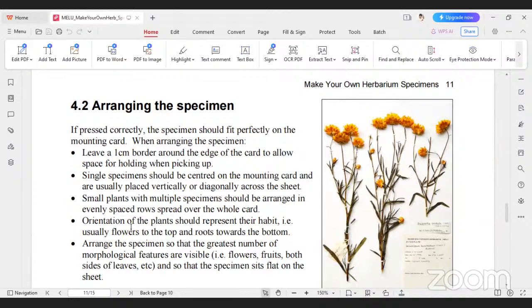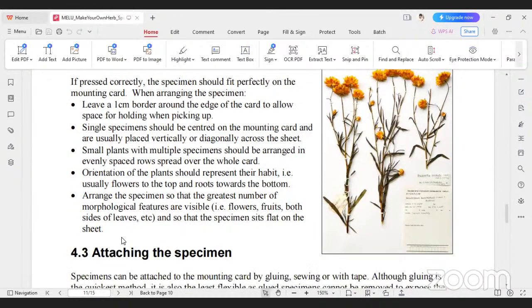Consider the orientation of the plants in their habit. Arrange the specimens so that the greatest number of morphological features are visible: flower, fruit, both sides of the leaves, the specimen.